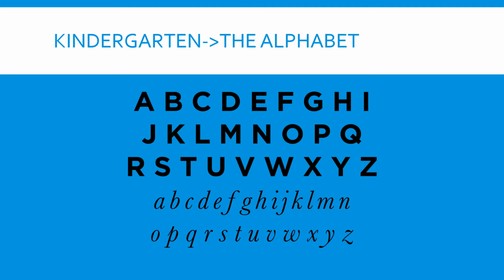Okay, all right. Are you guys ready to say the alphabet? We have big letters and small letters. We're going to start going through the big letters first, starting with A. Read with me. A, B, C, D, E, F, G, H, I, J, K, L, M, N, O, P, Q, R, S, T, U, V, W, X, Y, Z.